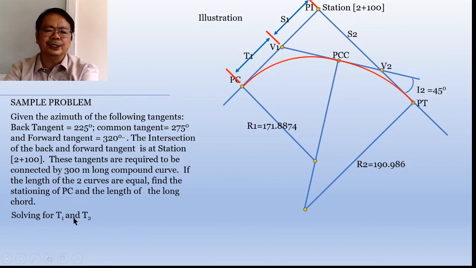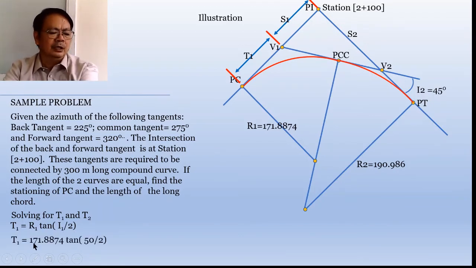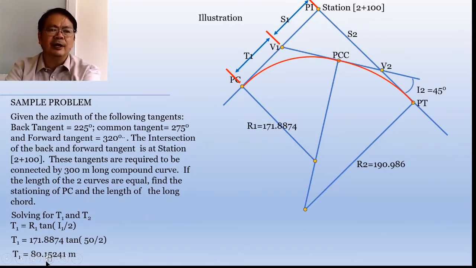How do we solve for T sub 1 and T sub 2? We have already the formula taken from the relationship between the simple curvature. That T sub 1 is equal to R sub 1 times tangent of I sub 1 over 2. We are given I sub 1. We have computed for R sub 1. Therefore, T sub 1 will be equal to 171.8874 times tangent of 50 over 2. Therefore, T sub 1 is equal to 80.15241.